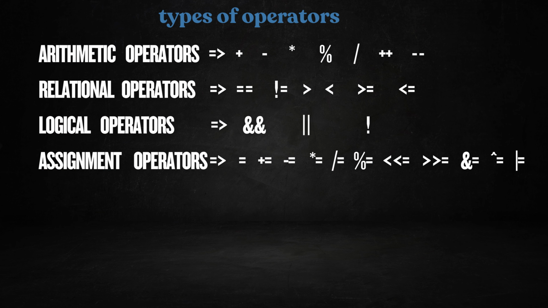In this video, we will dive into one of the fundamental concepts of Java operators. Today, we will be exploring four key types of operators. One is arithmetic operators for mathematical calculations. Second one is relational operators for comparing values. Third one is logical operators for decision making. And fourth one is assignment operators for assigning values to variables. By the end of this video, we will have a clear understanding of how these operators work in Java. So let's get started.